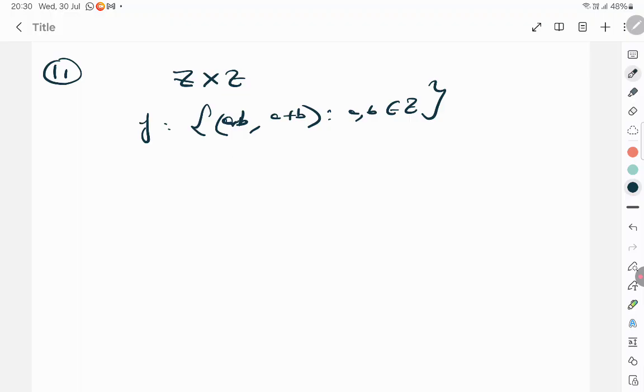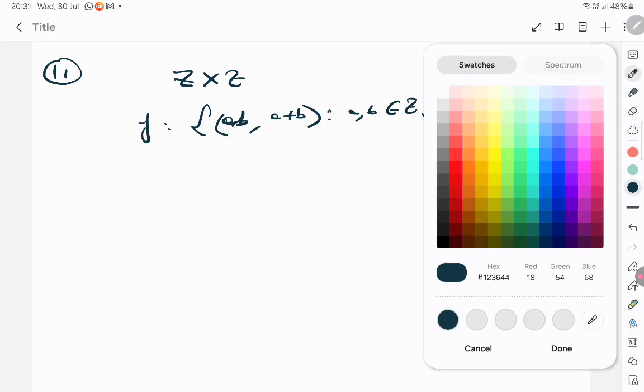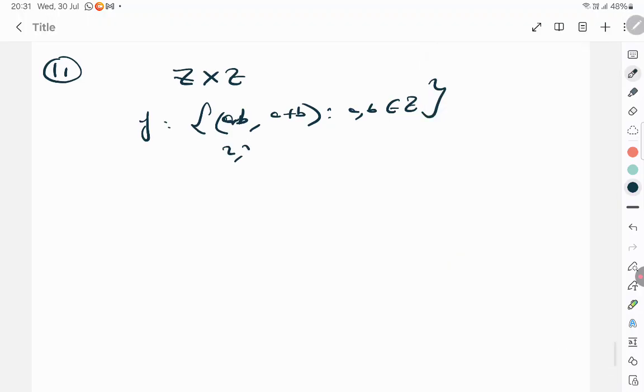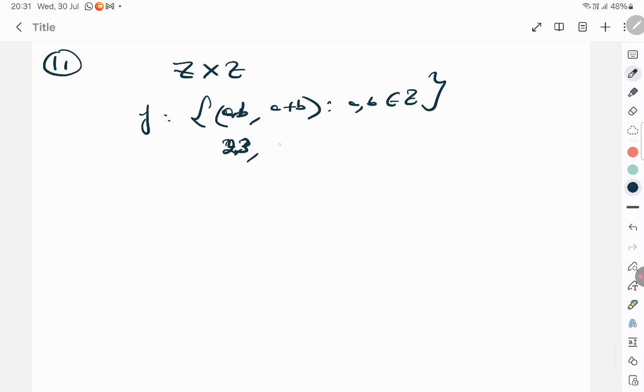Okay, so then for example, if a is equal to 2 and b is equal to 3, a times b is 6 and a plus b will be 5. So if you take 2 and 3 as an example, this is getting multiplied as 6, and getting added as 5. So you get (6, 5). Now let's analyze the second case.